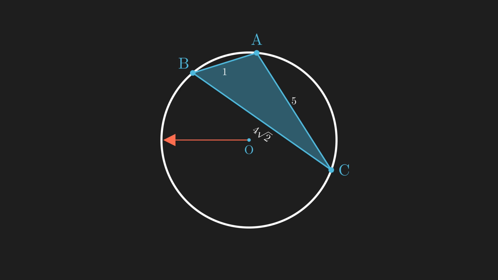Hello everyone, today I came across a really nice geometry problem and I wanted to share it with you. We are given a circle and a triangle drawn inside it, with its sides as shown in the figure. We are asked to find the radius of the circle, capital R. I strongly recommend that you pause the video and try to solve it yourself first.